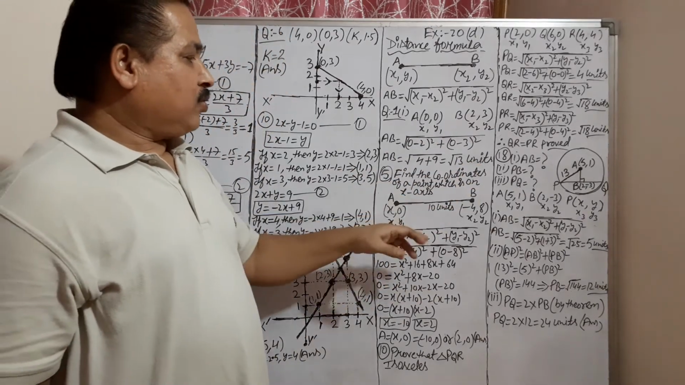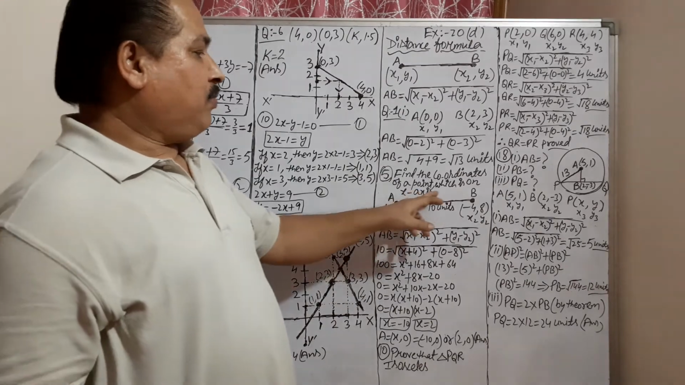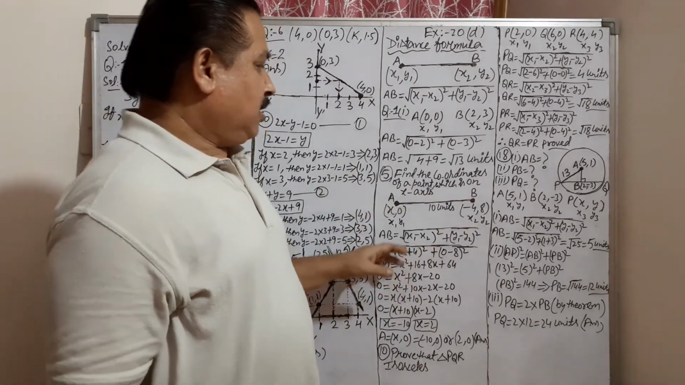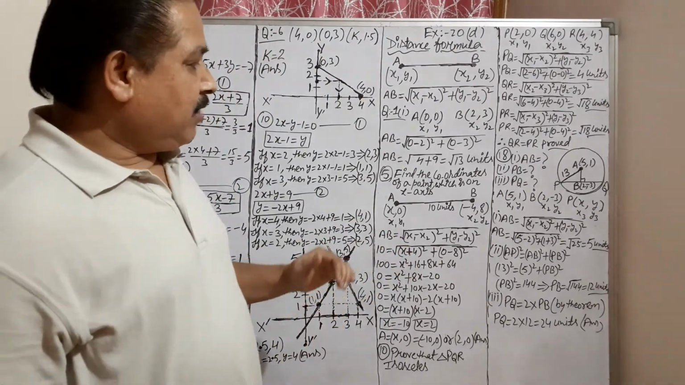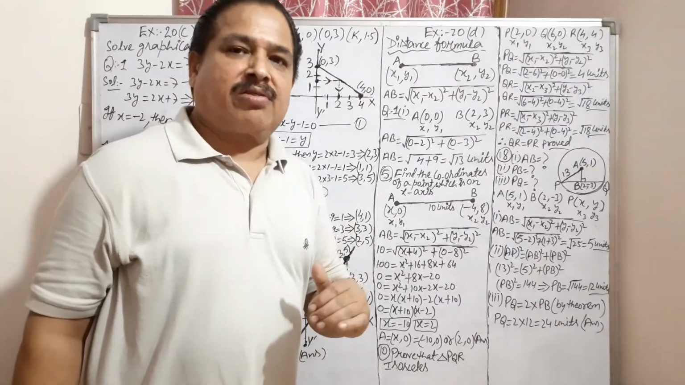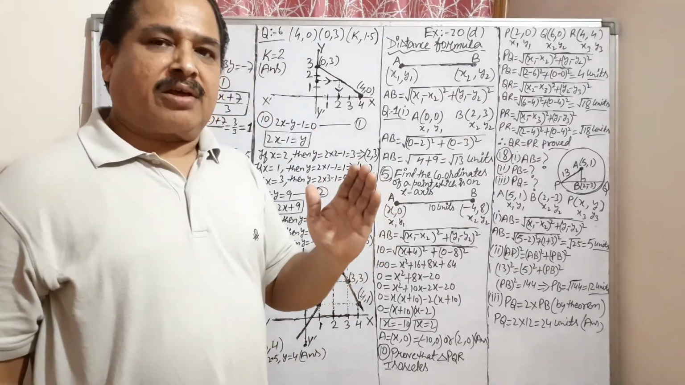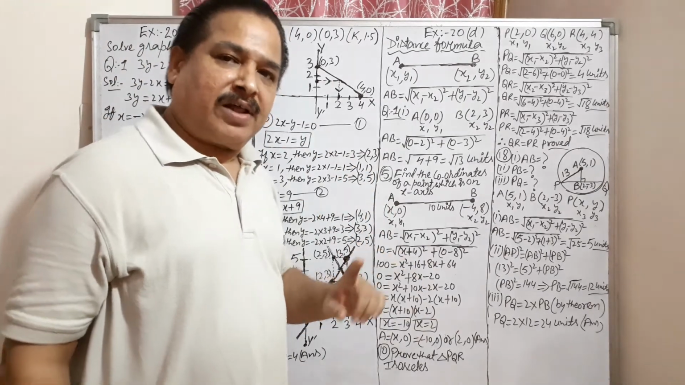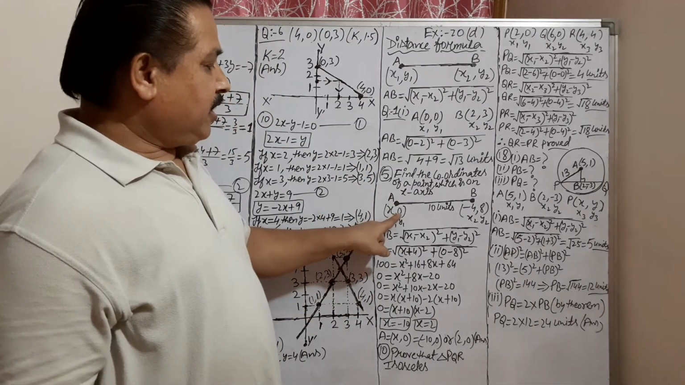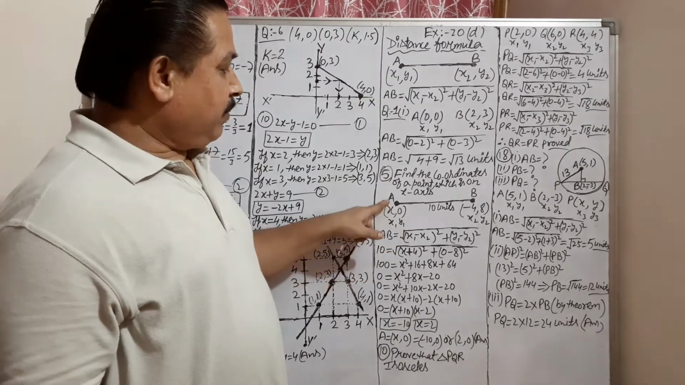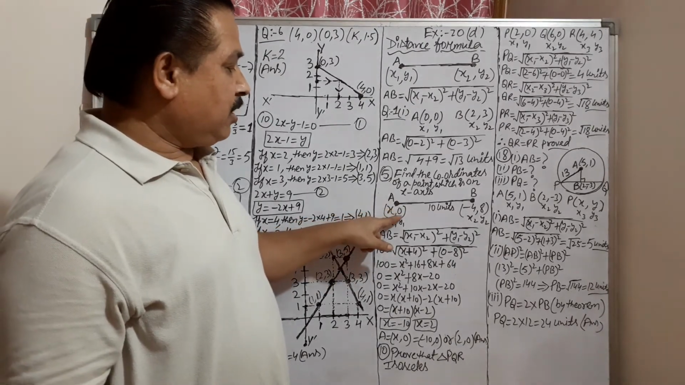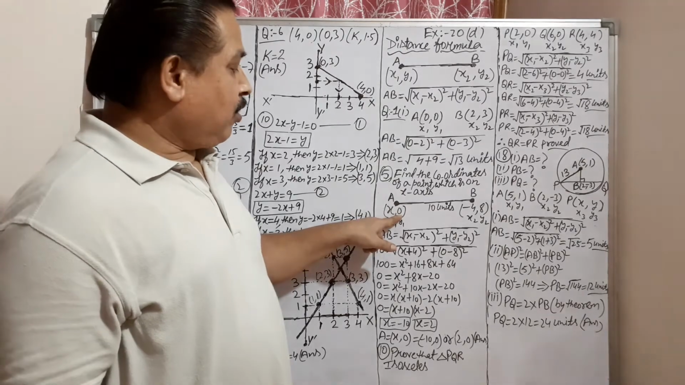Now see the fifth question. Find the coordinate of a point which is on the x-axis. We have to find out the coordinate of that point which is on the x-axis. If any point is on the x-axis, then the y coordinate will always be 0. So the y coordinate is 0 here and we have to find x. So what will be the coordinate on the x-axis? (x, 0). The y coordinate will always be 0.